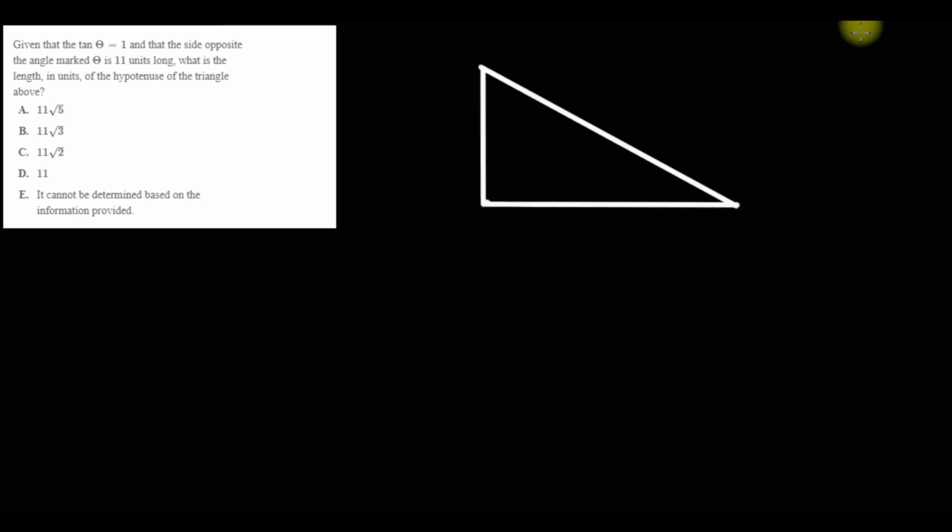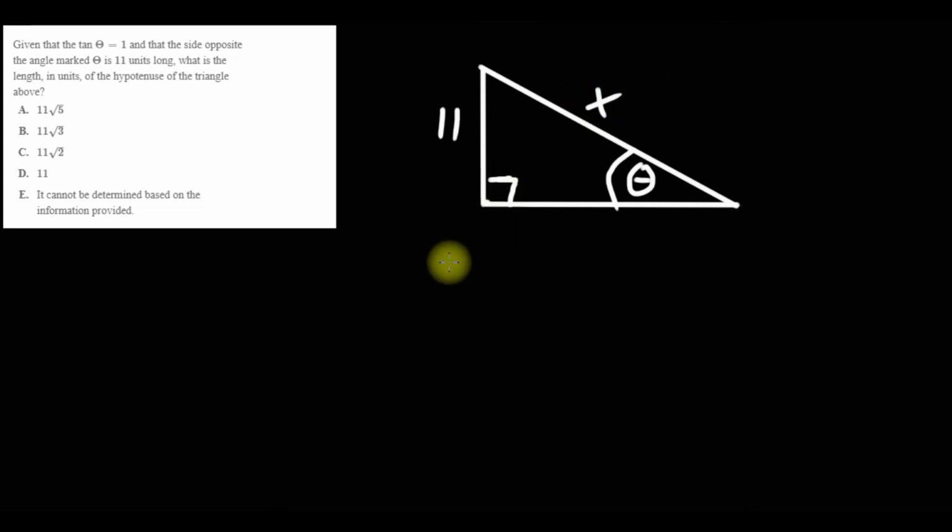I'm going to draw a right triangle here. Okay, so here's a right triangle. Okay, so the theta, we're going to place theta over here. That's the reference angle that we're going to work from. It says that the side opposite the angle marked theta is 11. So this side is 11. Okay, so this is the given triangle. So we have to come up with the length of the hypotenuse. Okay, so we're going to call this x.